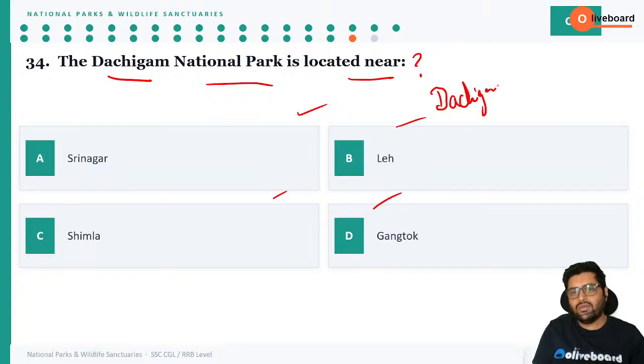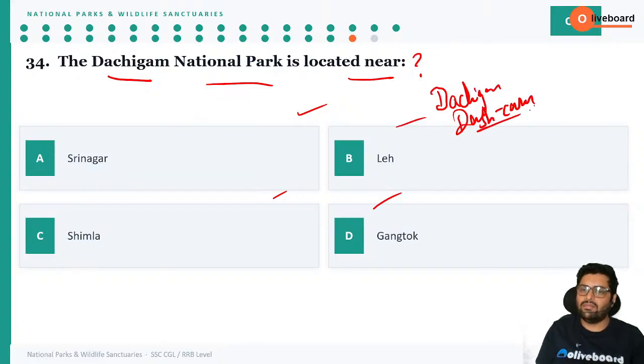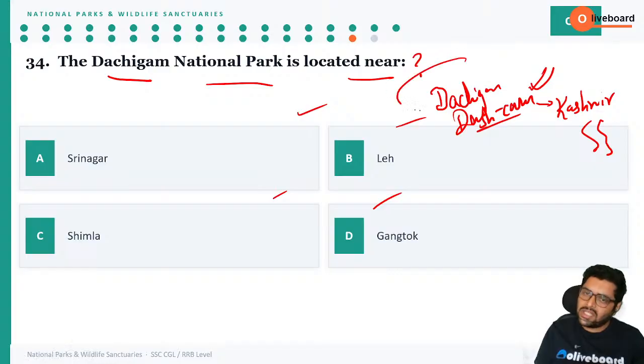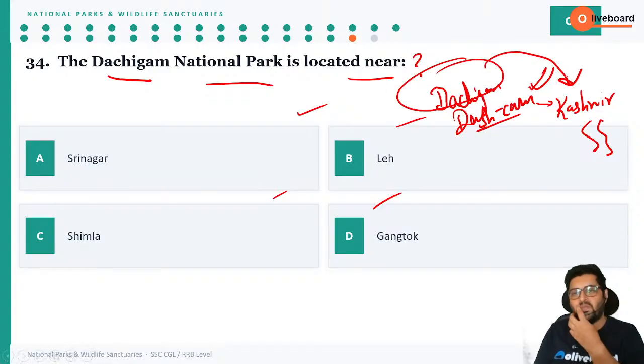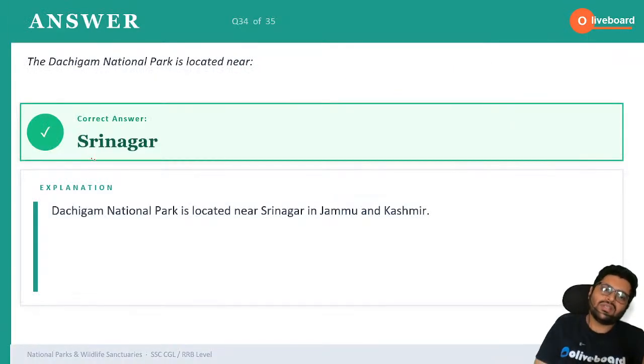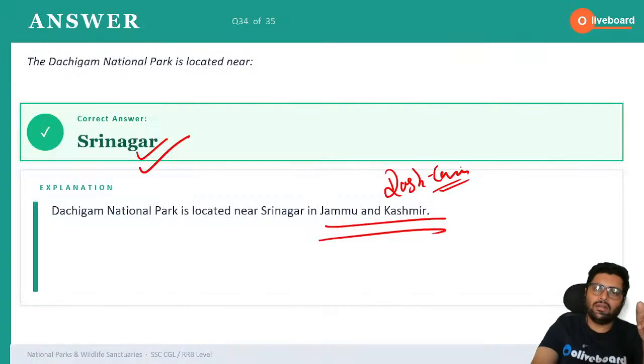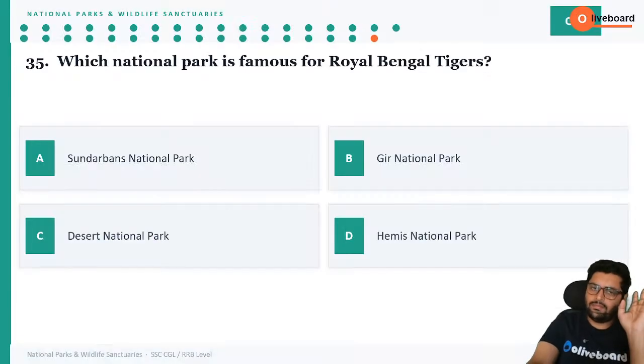Dashigam, say you remember dash cam. A car has a dash cam, no? A camera is there, dash cam. It is required when you're driving in Kashmir. Why? Because the roads are hilly. So when you are driving in Kashmir, a dash cam is required. So Dashigam is in Kashmir. Some simple tricks, simple mnemonics. So it is in Srinagar, Jammu and Kashmir. Dashigam, dash cam. Correct? Now you will never forget it.